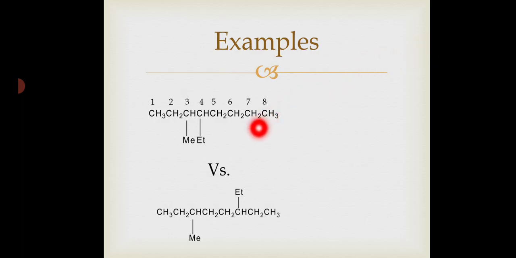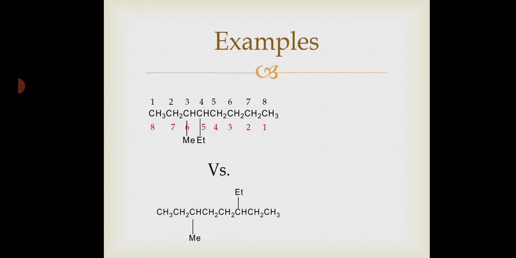Look at the first compound. In this first compound, this is the longest chain having 8 carbons, and these two are the substituents. Which are the substituents? Methyl and ethyl. So if we do the numbering from the left hand side, the methyl group gets number 3 and the ethyl group gets number 4. But if somebody wants to do numbering from this side, then what will happen? Ethyl group will get number 5 and methyl group gets number 6.